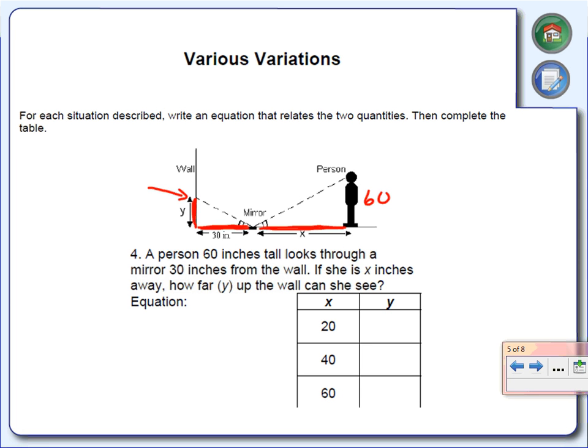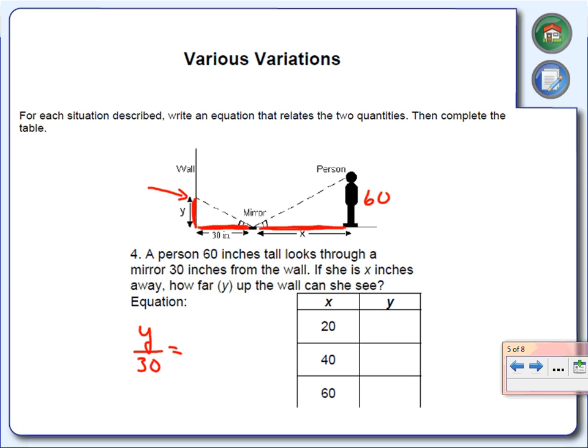So I'm going to start over here with the smaller triangle. The height up the wall is represented with a Y. The distance away from that mirror is 30 inches. So there's my first fraction, Y over 30. I'm going to set that equal to another fraction, and I'm going to get that other fraction from the other triangle that's created with that person. So the question is, what am I going to put on the top of my fraction? 60 or the X?